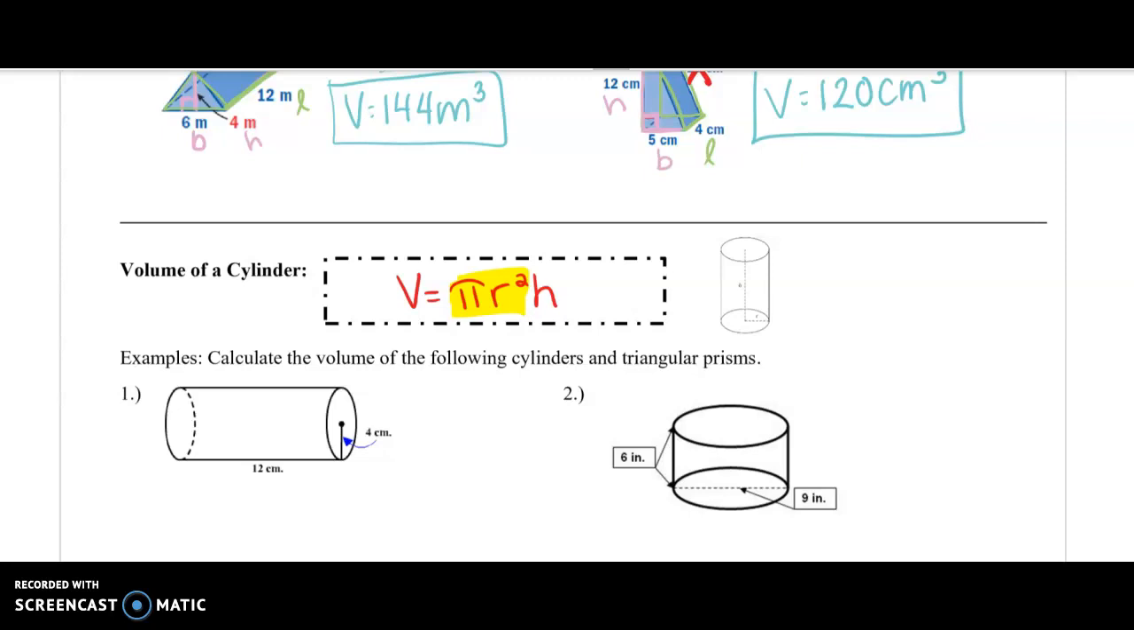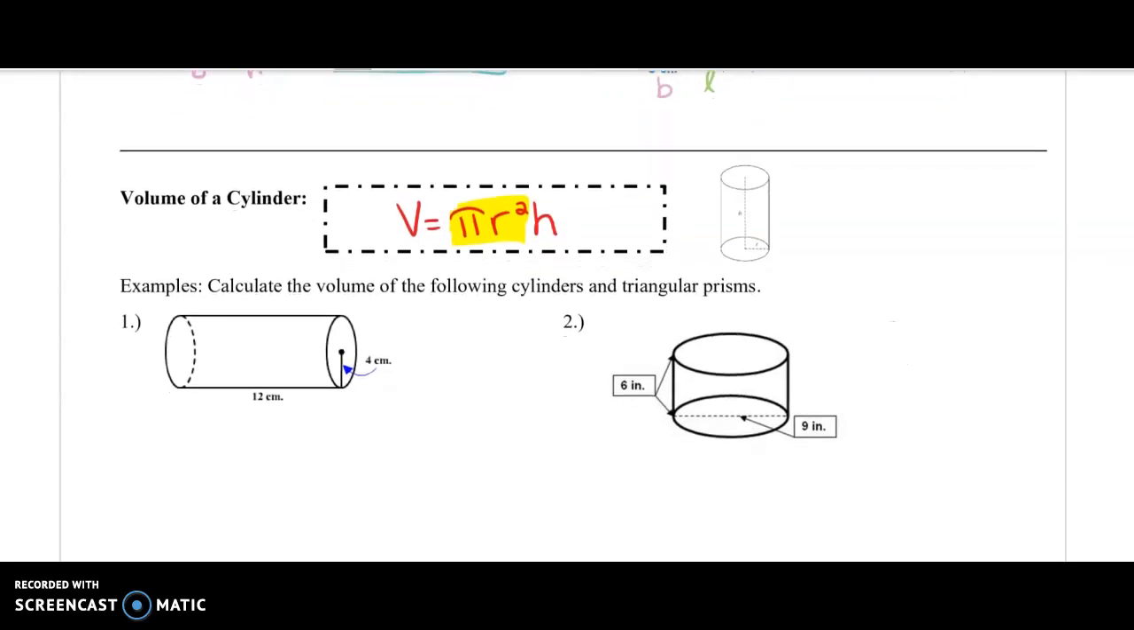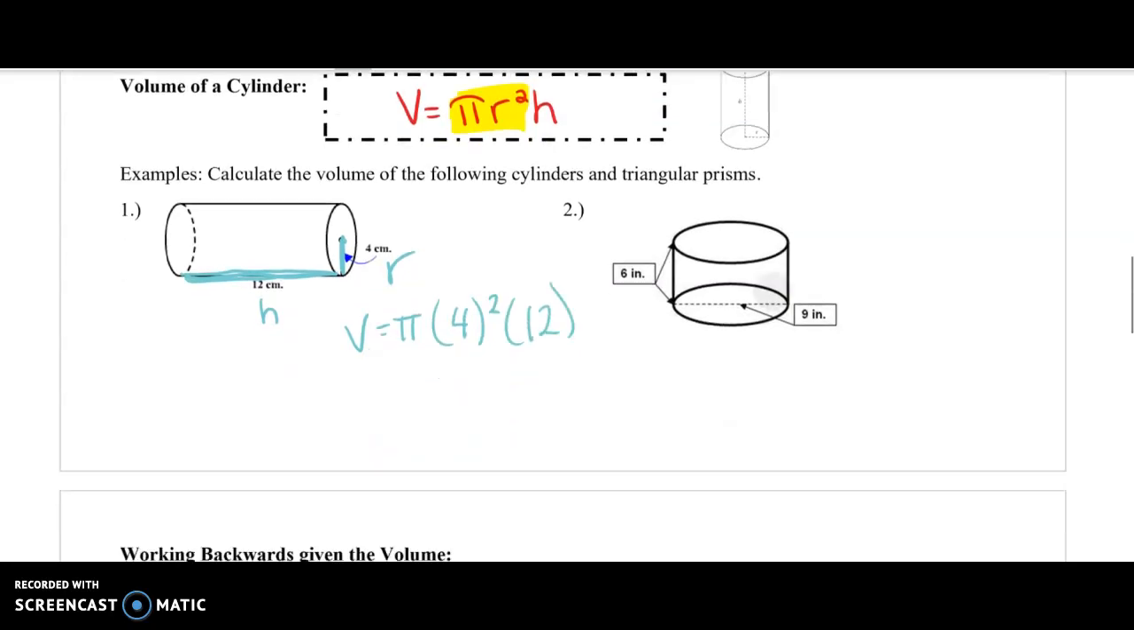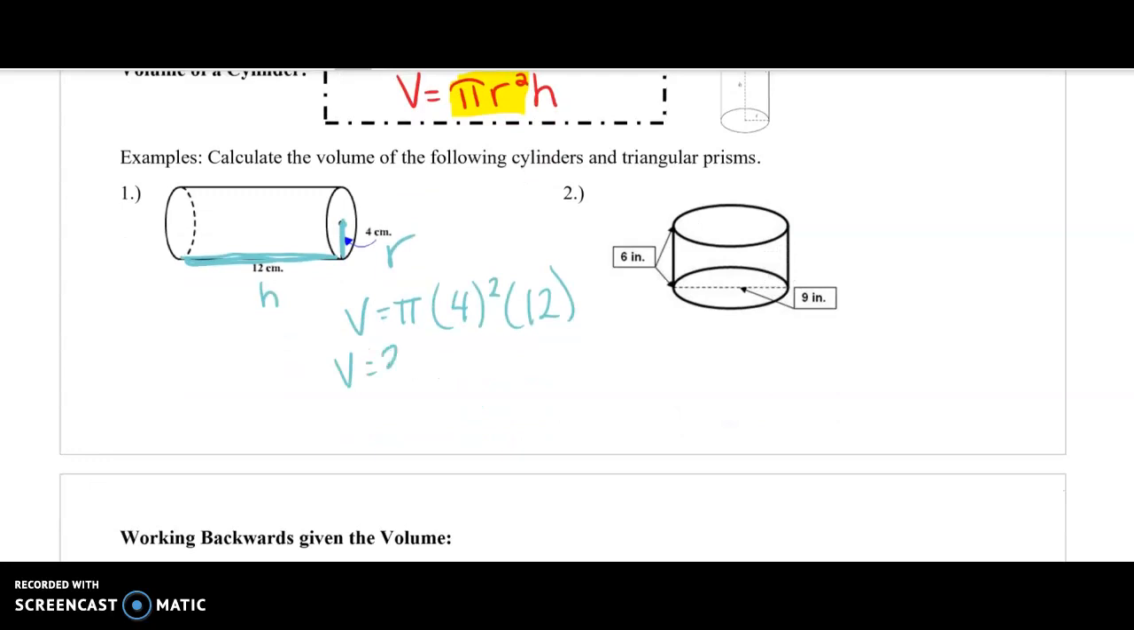Okay, so to calculate the volume of the following cylinders. So we have 4, which is our radius, right? Starts in the middle of the circle, goes down, and then our height's always going to be the distance in between the 2 circles. So the volume is going to be pi times my radius, which is 4 squared, times my height, which is 12. Okay, so that's going to be 3.14 times 4 squared, which is 16, times 12. Remember, you want to do the exponents first. Now I can multiply. So 3.14 times 16 times 12.